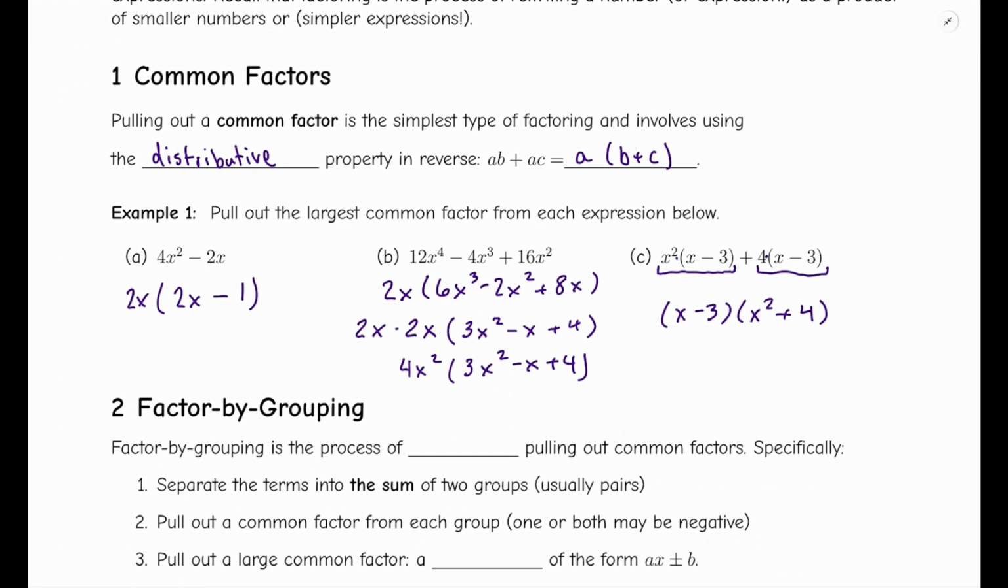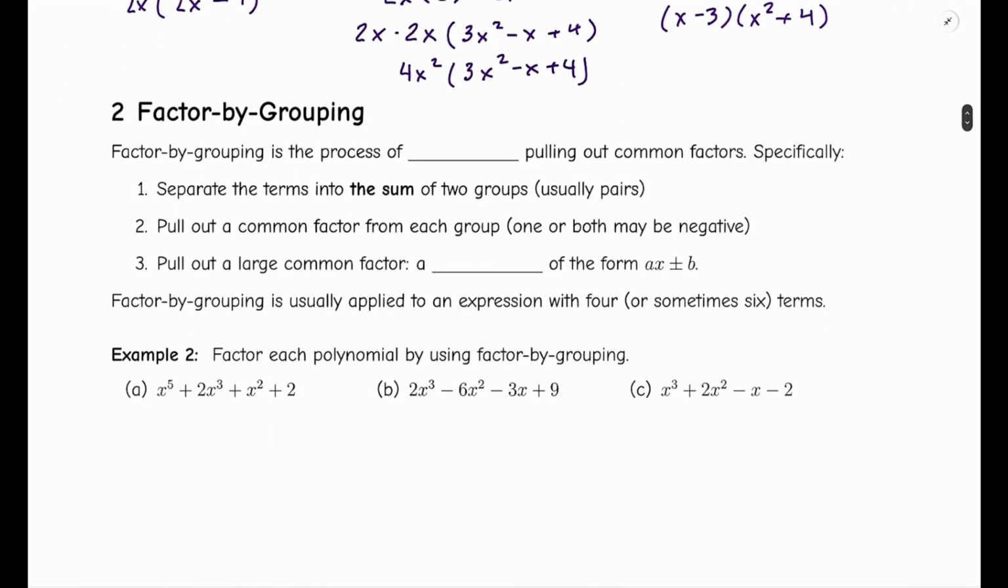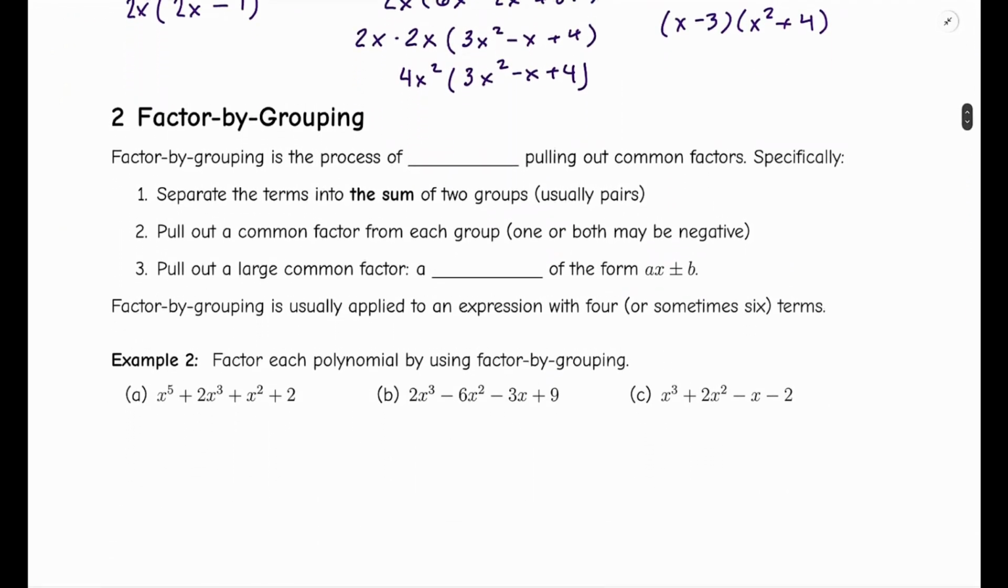Part 2, factor by grouping. Factor by grouping is the process of grouping, then pulling out common factors. Specifically, separate the terms into the sum of two groups, usually pairs, pull out a common factor from each group, one or both may be negative, and pull out a large common factor, a binomial, of the form ax plus or minus b.